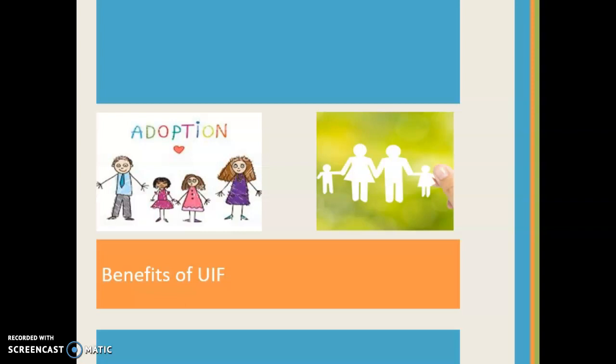Dependents may only apply for these benefits if the breadwinner, the person who brought in the most money into the home, has contributed to UIF and has since passed on. The spouse of the deceased may claim whether they are employed or not.